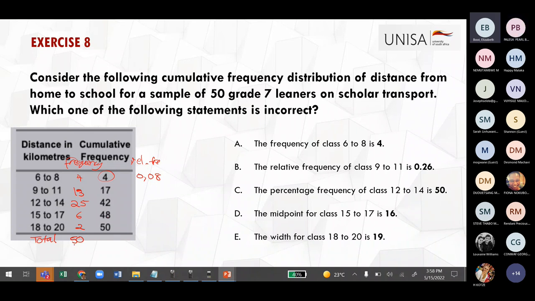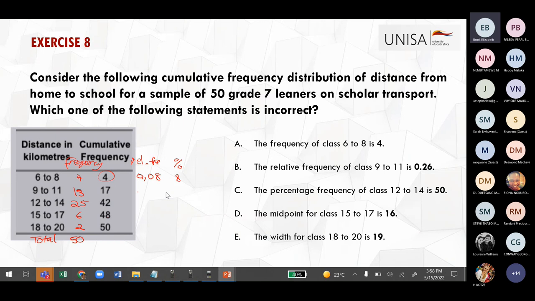Then you can also do the rest of them. You say 13 divided by 50, that will be your relative frequency. 25 divided by 50, that will be your relative frequency. And percentage-wise, it's just this value multiplied by 100, which will be 8%, and so forth. The cumulative frequency percent or relative frequency percentages as well, you can calculate by saying 4 divided by 50, which gives you your relative frequency, and if you multiply that by 100, it gives you a cumulative percentage as well.